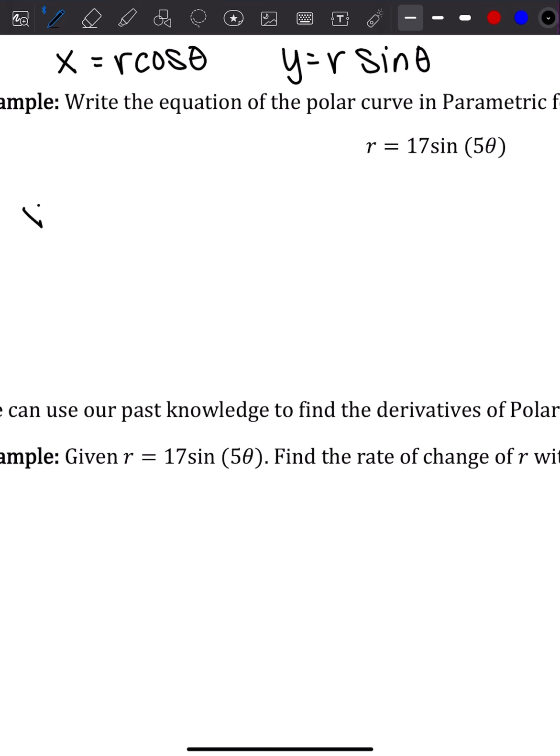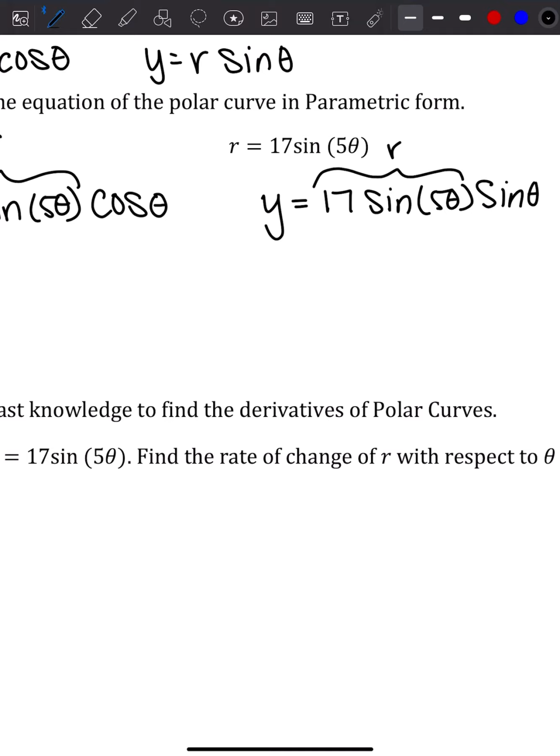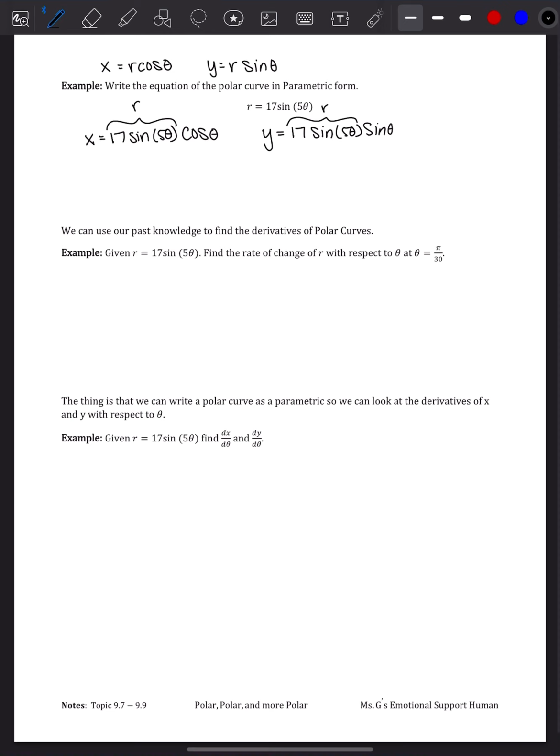So we have x is equal to r cosine theta, so we have r, which is 17 sine of 5 theta, and then we multiply it by cosine theta. All of this right here is r. We do the same thing for y. So we have 17 sine of 5 theta times sine theta. All of this is r. So this would be our parametric format for those functions.